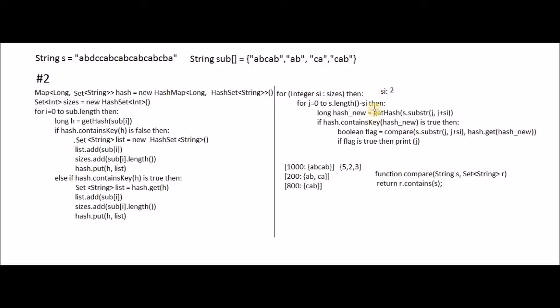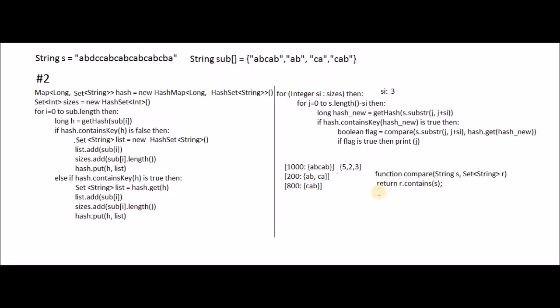So this now becomes 3. So SI becomes 3, and we go from A all the way to C. Now we take the substrings of size 3. We have ABD, for which we get the hash. We check if the hash is a key in this given map. It isn't, so we go to the next one, BDC.